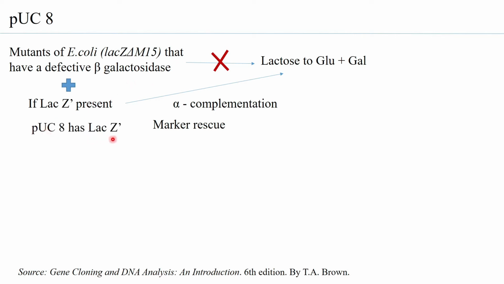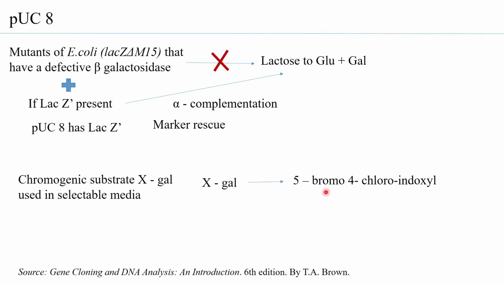Now pUC8 has lacZ prime. So when this mutant E. coli takes up pUC8, obviously you would have alpha complementation and lactose will get converted to glucose and galactose. Now if you were to use this strategy for selection, then one cannot use lactose because you will not be able to visually observe that lactose has been converted to glucose and galactose. So what has been done is that a chromogenic substrate, X-gal, is used in the selectable media, and this X-gal can be acted on by beta galactosidase.